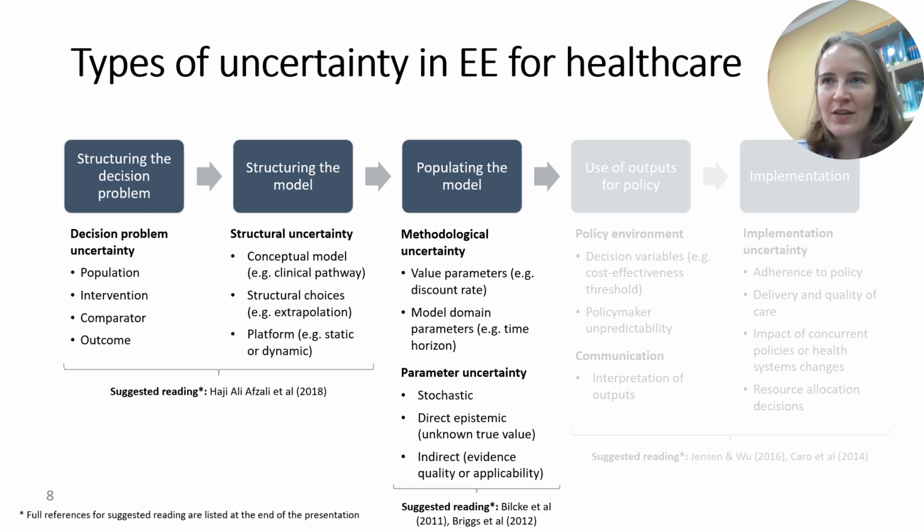And then the one which I think most people feel most confident with or think of most when we talk about uncertainty is what we normally call parameter uncertainty. So that's uncertainty in the data points that you're putting in. So it might be stochastic uncertainty. So that's covering the random variability, tossing a coin, throwing a dice type of uncertainty. There's the direct epistemic uncertainty. So that's where there is a true value. You're just not sure, for example, whether you've measured it correctly, where there's uncertainty in terms of what that true value is. And then there's also indirect epistemic uncertainty.